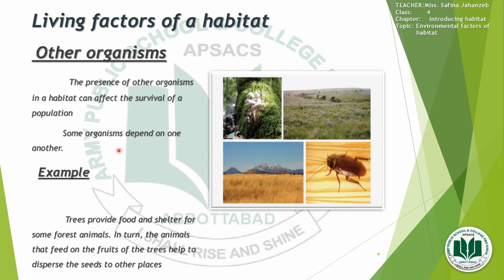Some organisms depend on one another. If we discuss it through an example, trees provide food and shelter for some forest animals. In turn, the animals that feed on the fruits of the trees help to disperse the seeds to other places. So now it's quite clear how an organism is responsible for dispersing the seeds, or population, of that organism in other habitats.